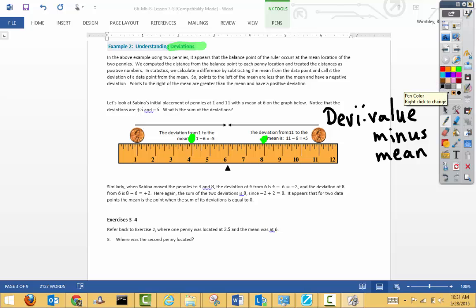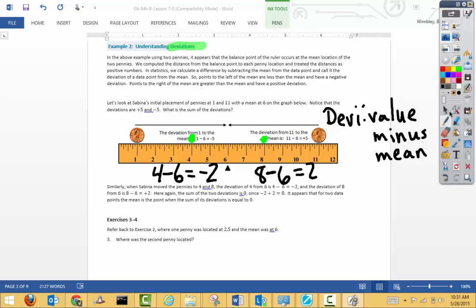Well, it's my value. I have a value of 4 minus 6. So this deviation is negative 2. Over here, my deviation is 8, that's my value minus my mean. My mean is still 6. So this 8 has a deviation of 2.